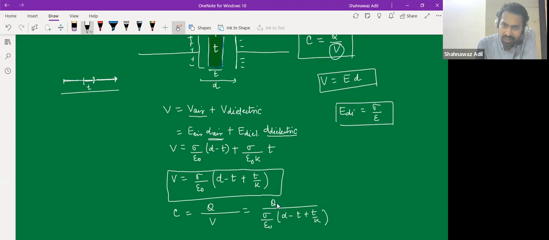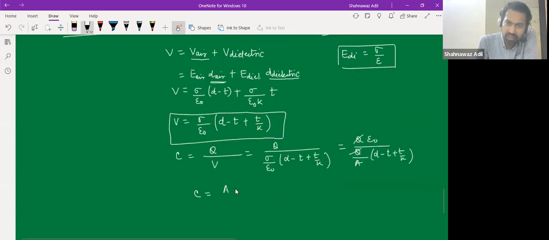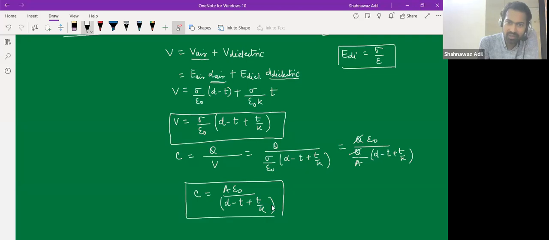So we can write this sigma in the form of Q. This epsilon naught goes in the numerator, and the sigma is Q by A, and then this is D minus T plus T by K. So this Q cancels, and what do we have? We have C, which is A epsilon naught divided by D minus T plus T by K. So this is the capacitance of a capacitor which is partially filled with the dielectric.